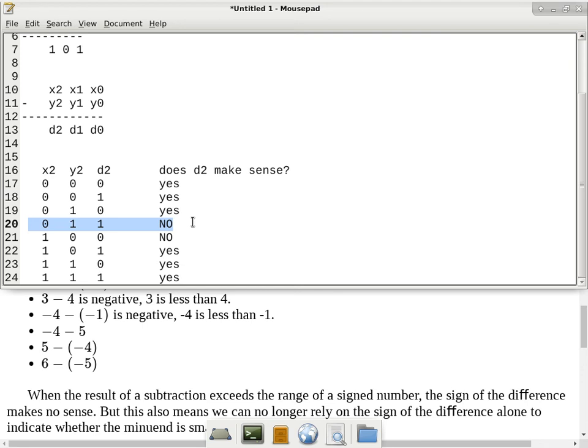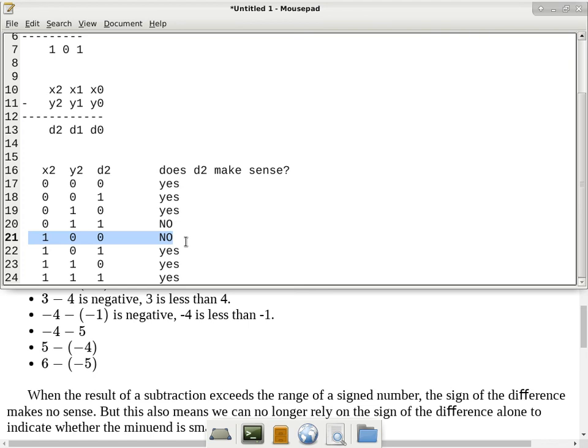Okay. What about the next one? The next one is this one here. It's the same kind of deal, okay? The sign bit is saying no. The lie detector said the sign bit is lying. So what do you think the sign bit should have said? Yes. All right.